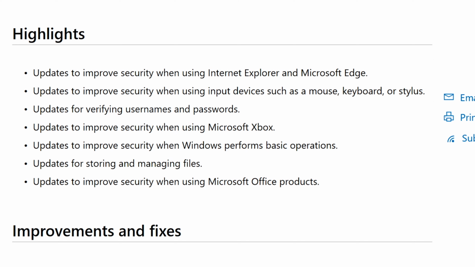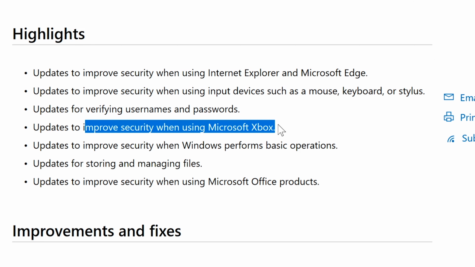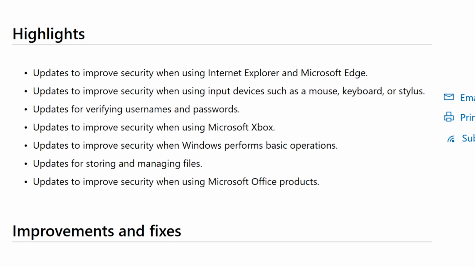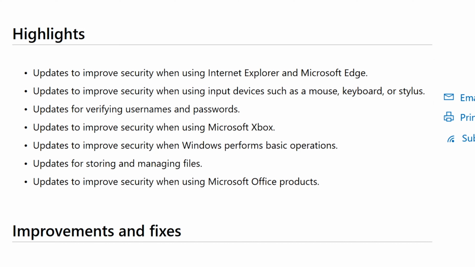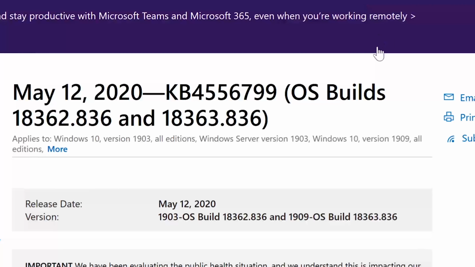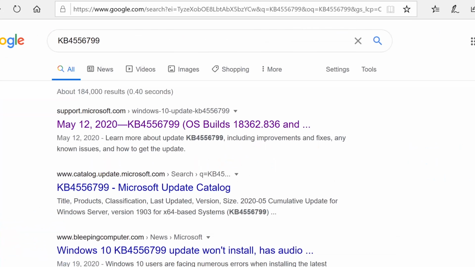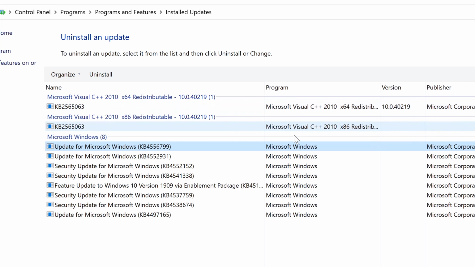And you can see how it goes on. Improve security when using Microsoft Xbox, Windows, improve security on Windows, perform basic operations. So these are just regular things that they keep updating to make sure that everything stays secure on your computer. And that's what this update is about. It's very vague. It's not a critical update or anything like that. It's just something that they keep doing and doing to improve things on the operating system.